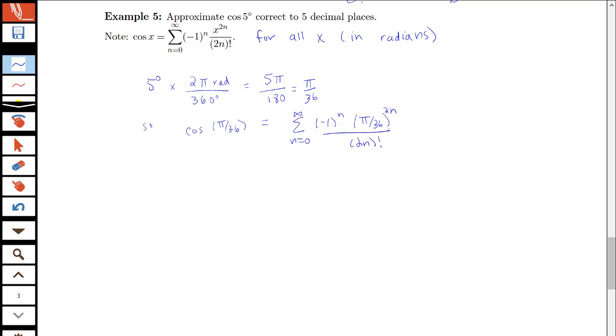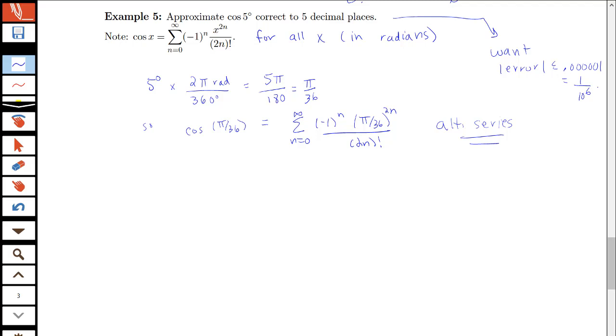And what we notice about the series representation that we have here is that this is an alternating series. So this question about approximating the value here at pi over 36 correct to 5 decimal places is a question that we could have had arise back when we first talked about alternating series and the alternating series estimation theorem. So if I want to approximate this correct to 5 decimal places, then what we want is for our error in absolute value to be less than or equal to 0.000001, which is 1 over 10 to the 6th.